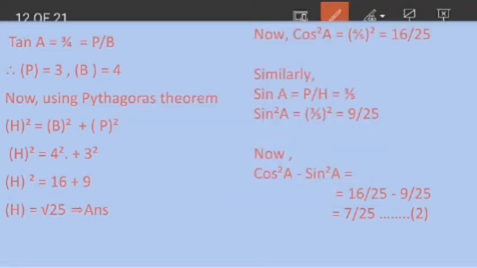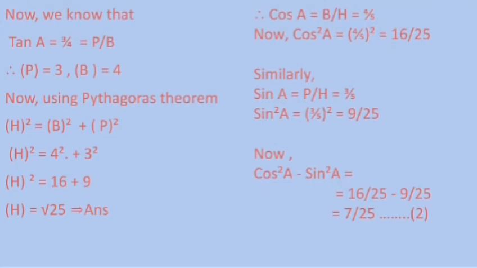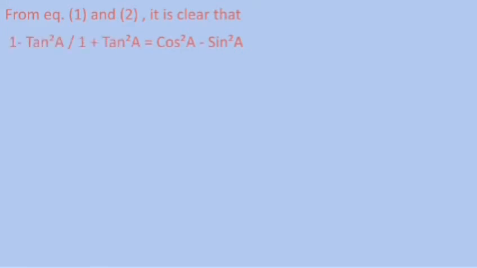So class, you have seen that when you calculated the value of (1 minus tan square A) upon (1 plus tan square A), the value was 7 by 25, and when you calculated the value of cos square A minus sin square A, the value was again 7 by 25. So from equations 1 and 2, you have seen that (1 minus tan square A) upon (1 plus tan square A) equals cos square A minus sin square A.